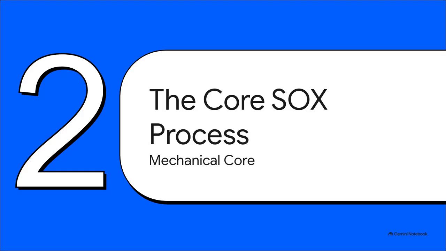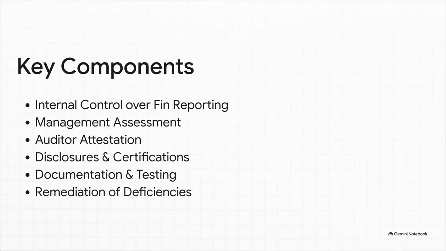All right, part 2, the core SOX process. Let's look at the key components. Think of these like the essential gears of the compliance machine. You have internal control over financial reporting, or ICFR, then management assessment, auditor attestation, disclosures and certifications, documentation and testing, and finally, the remediation of deficiencies. All of these work closely together to keep the organization running safely.